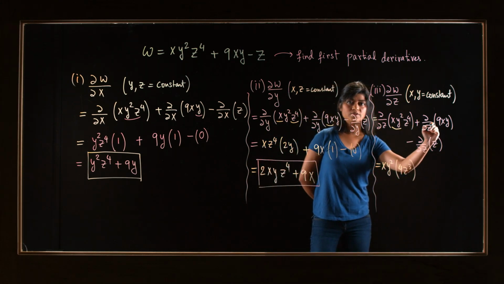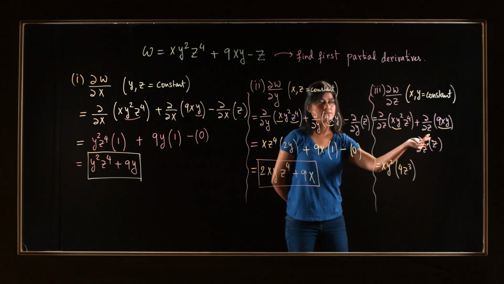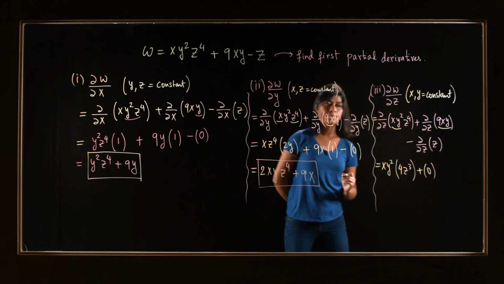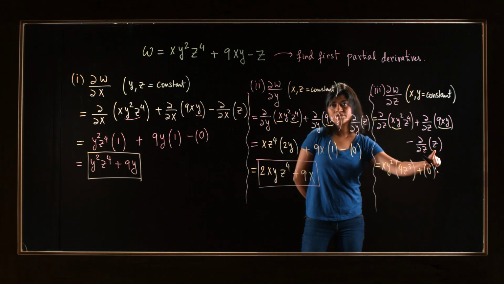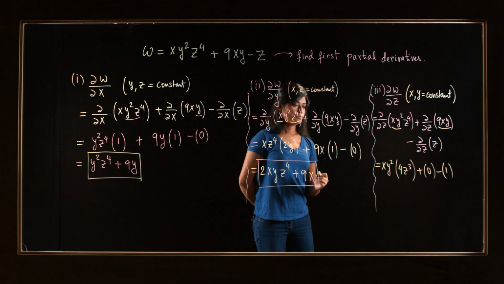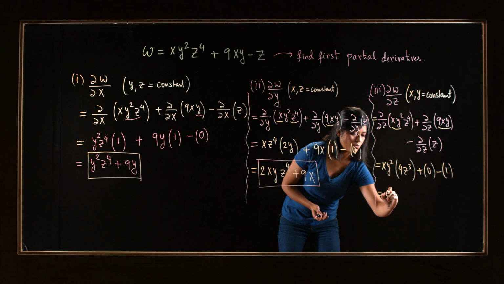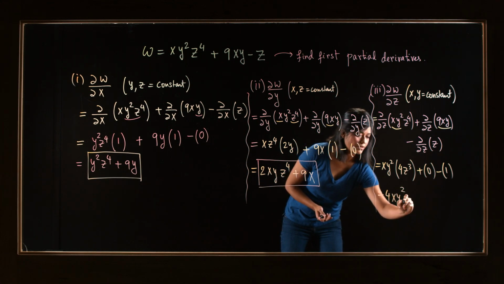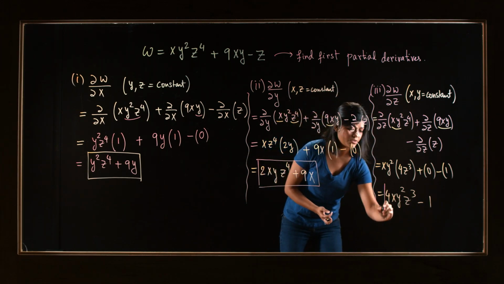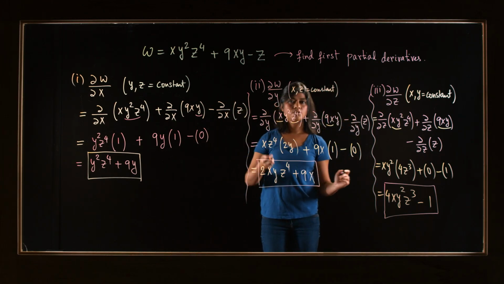Okay, look at the second term. There is no z. So this entire 9xy is constant, and so the derivative of a constant is 0. And the last term is just z, so the derivative is negative 1. Okay, when you simplify, you get 4x y square z cube minus 1. And so this expression is the partial derivative of this function with respect to z.